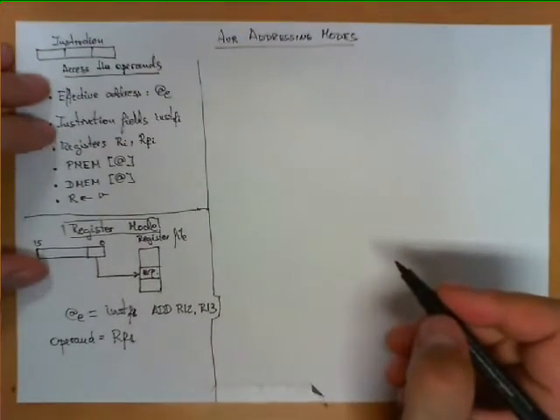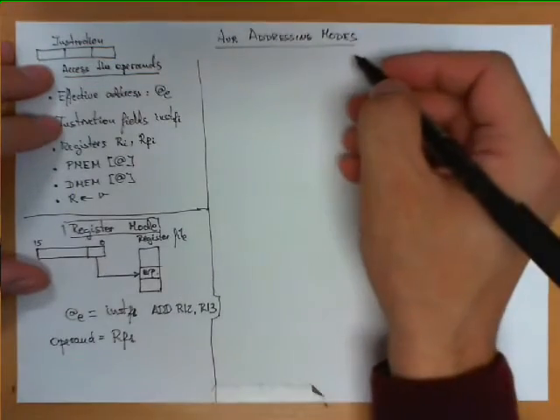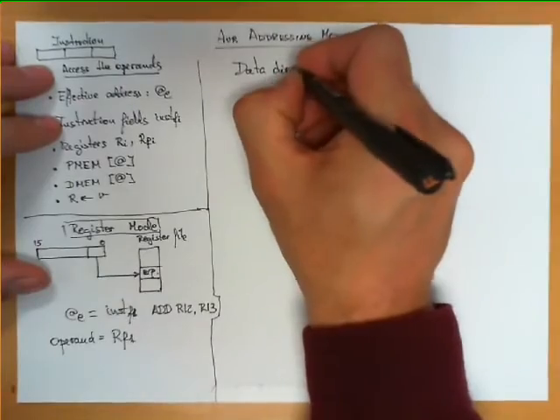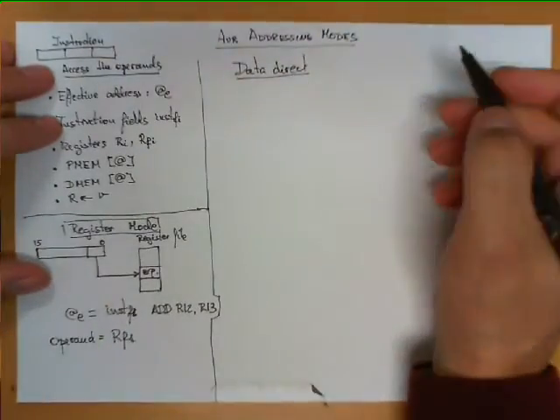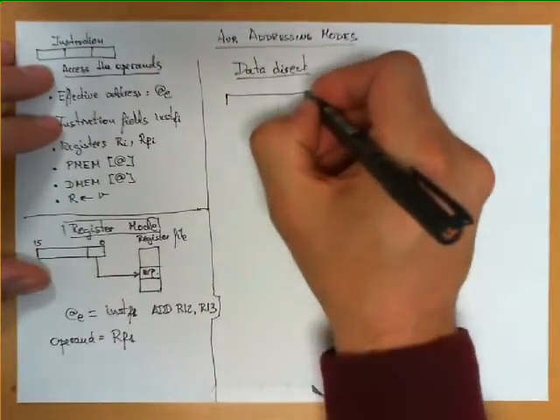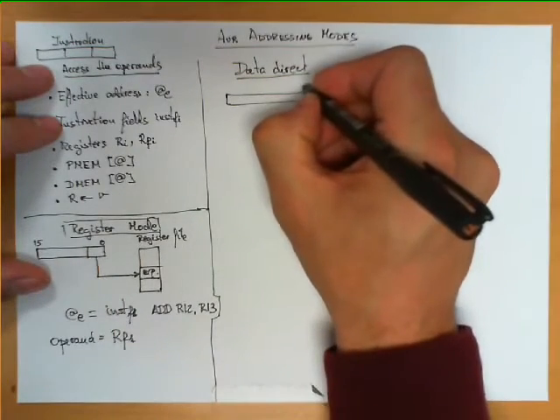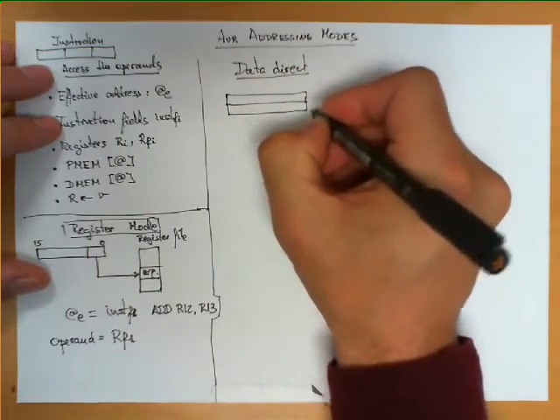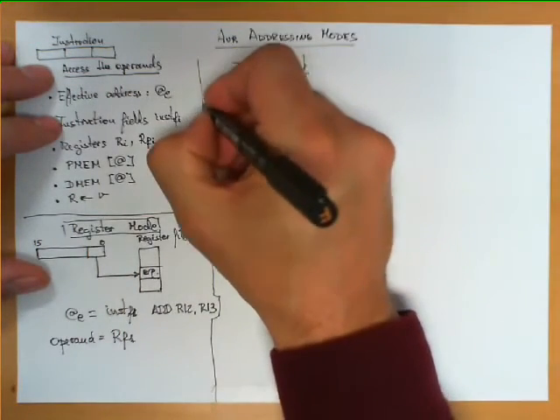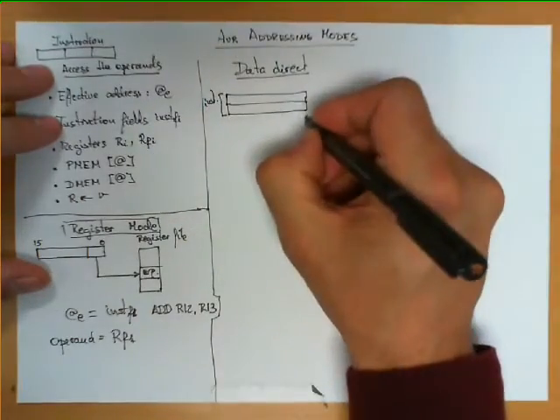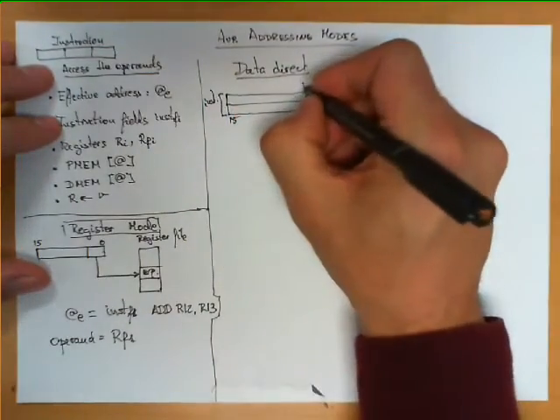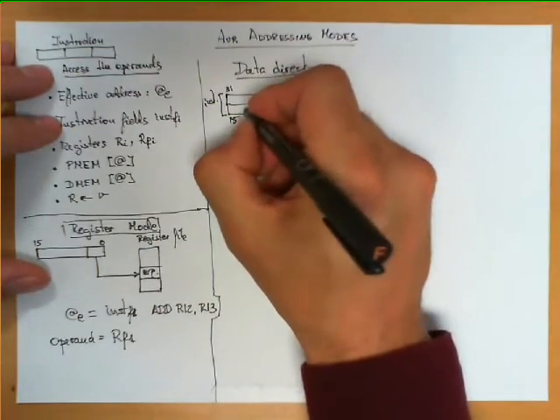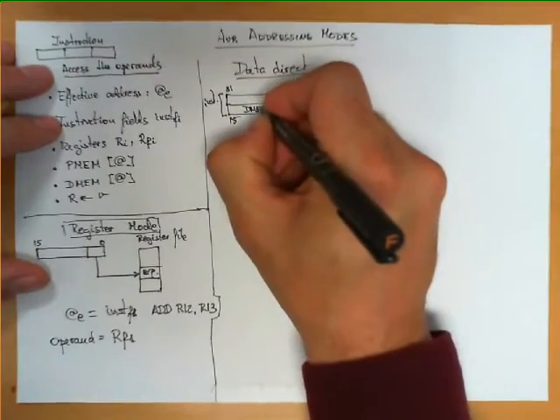Let's look now at two other addressing modes that are not so straightforward. The first one is what we call the data direct. This is an interesting one because the instruction, which is going to have initially 16 bits, is going to have a second set of 16 bits. So in other words, the instruction is going to be, in this case, 32 bits. Let's call it from 0 to 15, 16 to 31. And the second group of 16 bits is going to define a data memory address.